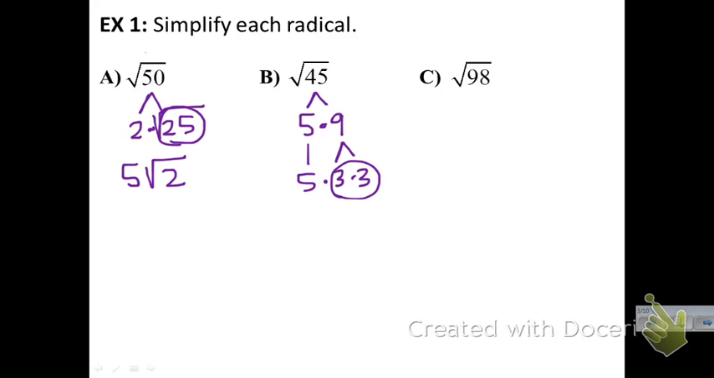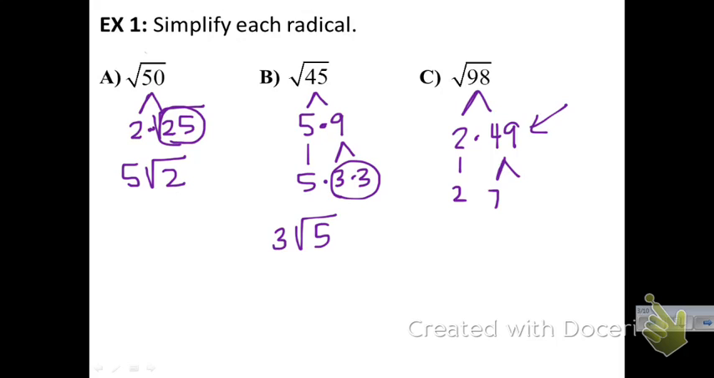It's going to take two 3s to bring 1 outside the radical, and then the 5 is all alone, so it stays in the radical. On 98, we break that down into 2 and 49. Again, if you recognize that's a perfect square, then you can take the square root of that number. Or we can continue to write the prime factorizations. 49 is 7 times 7. And here we have two 7s, so we can take a 7 out, and then the 2 will be left alone.